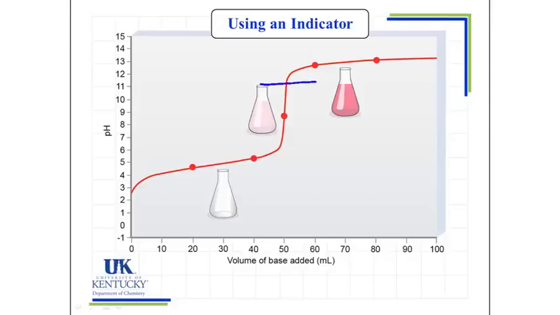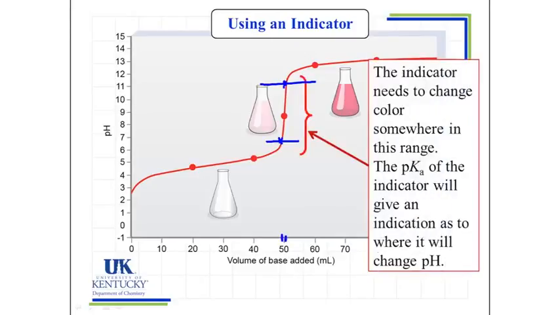So here's the upward slope of this one, and if you followed this beginning point and this ending point down to the graph, you'd probably just have a tiny range. Just a few drops would switch through that range. So if you could get an indicator changing color in this range, the way you find it is you do the pKa of that indicator, and this will tell you where the color change would be.